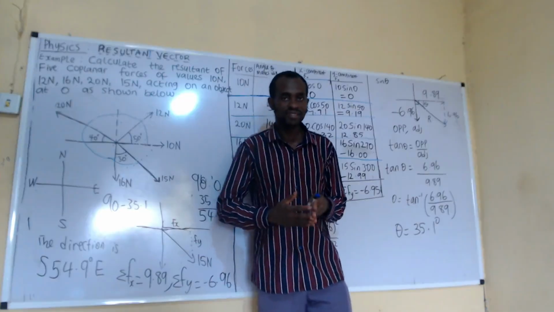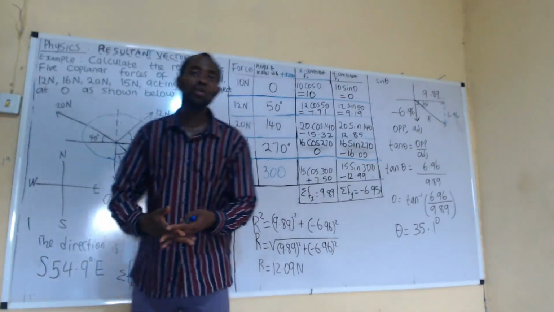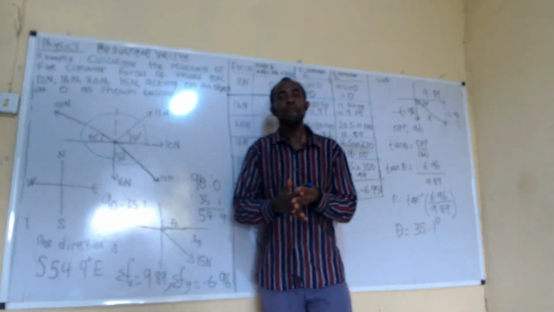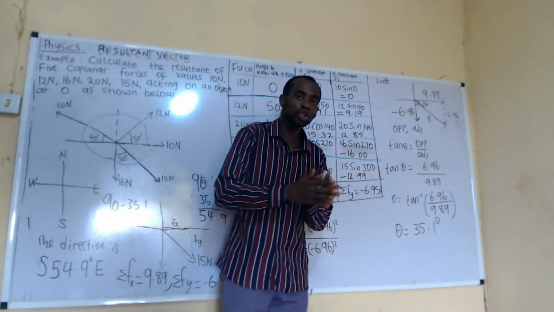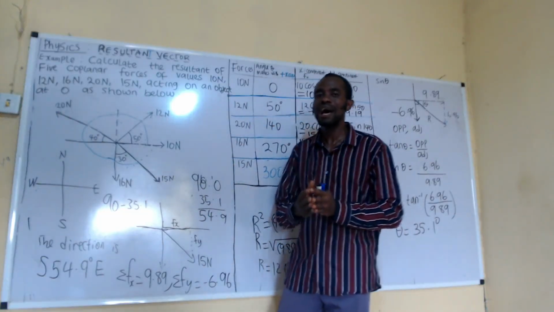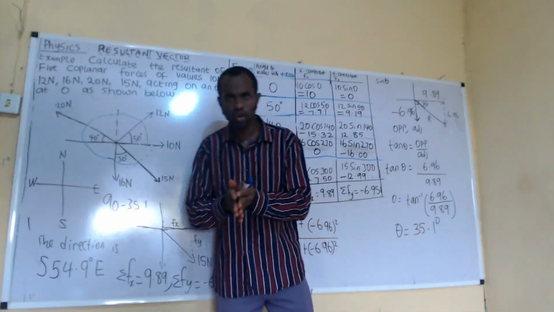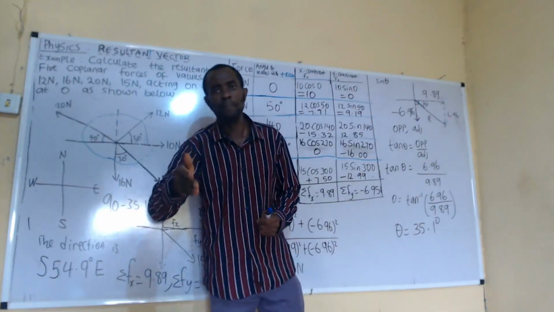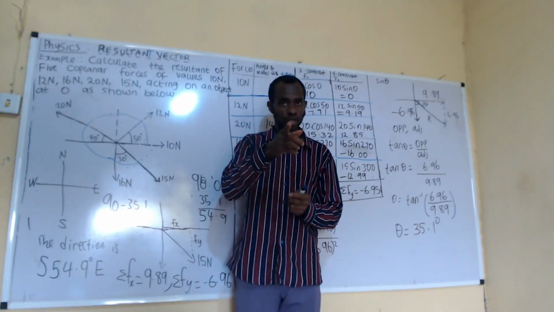Now that is that. In the subsequent class, what we want to do is to add vectors that can be found in a three-dimensional plane. All these vectors we have been adding are coplanar vectors, and they are always acting at points. What if you have vectors that are in a three-dimensional plane? How do you go about adding them? That is what we want to do. See you there.